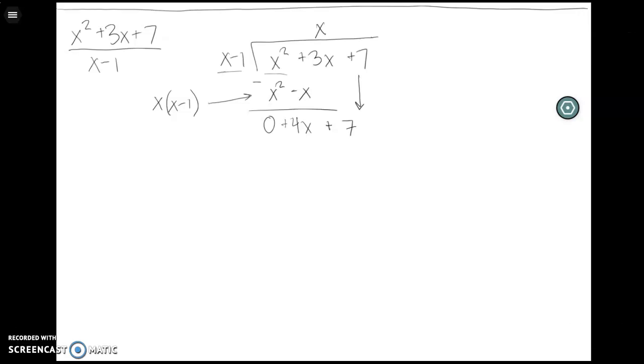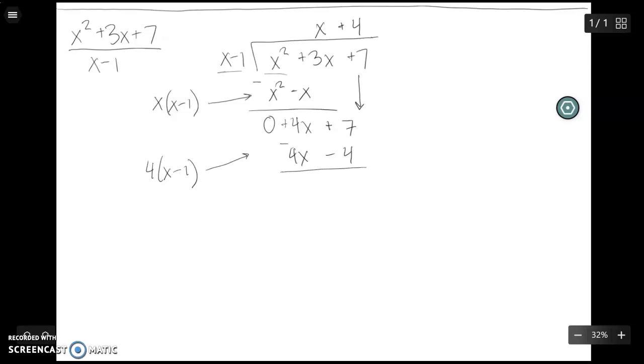Now we're going to go back and do the same thing. What do I multiply x minus 1 by so that it gets really close to 4x? The answer to that is 4. So if I do 4 times x minus 1, put that answer right here, I'm going to get 4x minus 4, right? Now I'm going to subtract these.